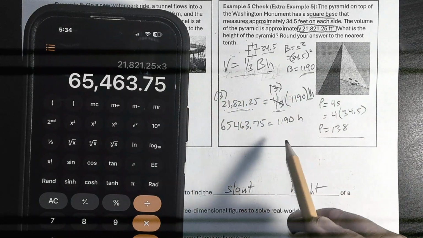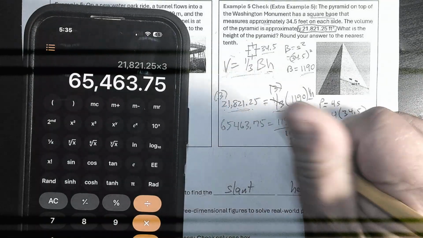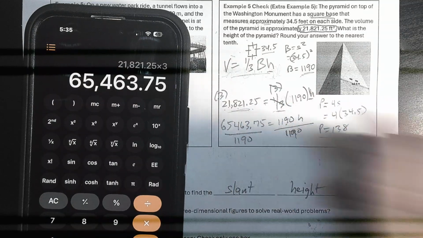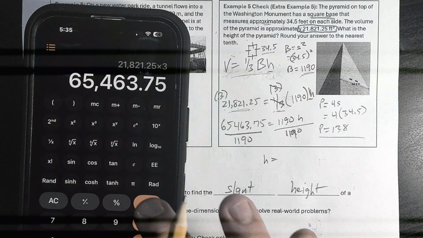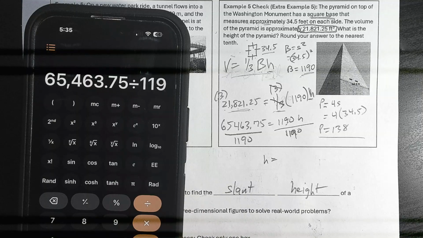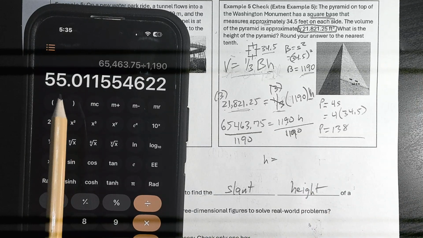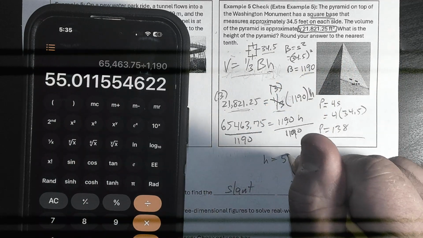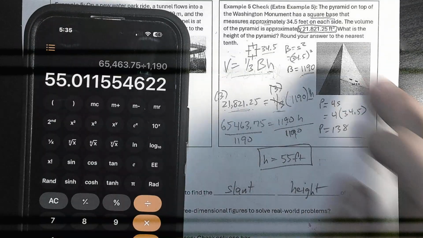So this is where we are now. Now all we've got to do is get rid of the 1190. It's multiplied by the height, the thing we want. So we're going to divide both sides by it. So the height is going to equal our 65,463.75, which is already in the calculator. Divide it by 1190 right here equals 55.0. It said to the nearest tenth. The nearest tenth would be 0. So the answer is 55, and that is feet. So the height of this pyramid is 55 feet.